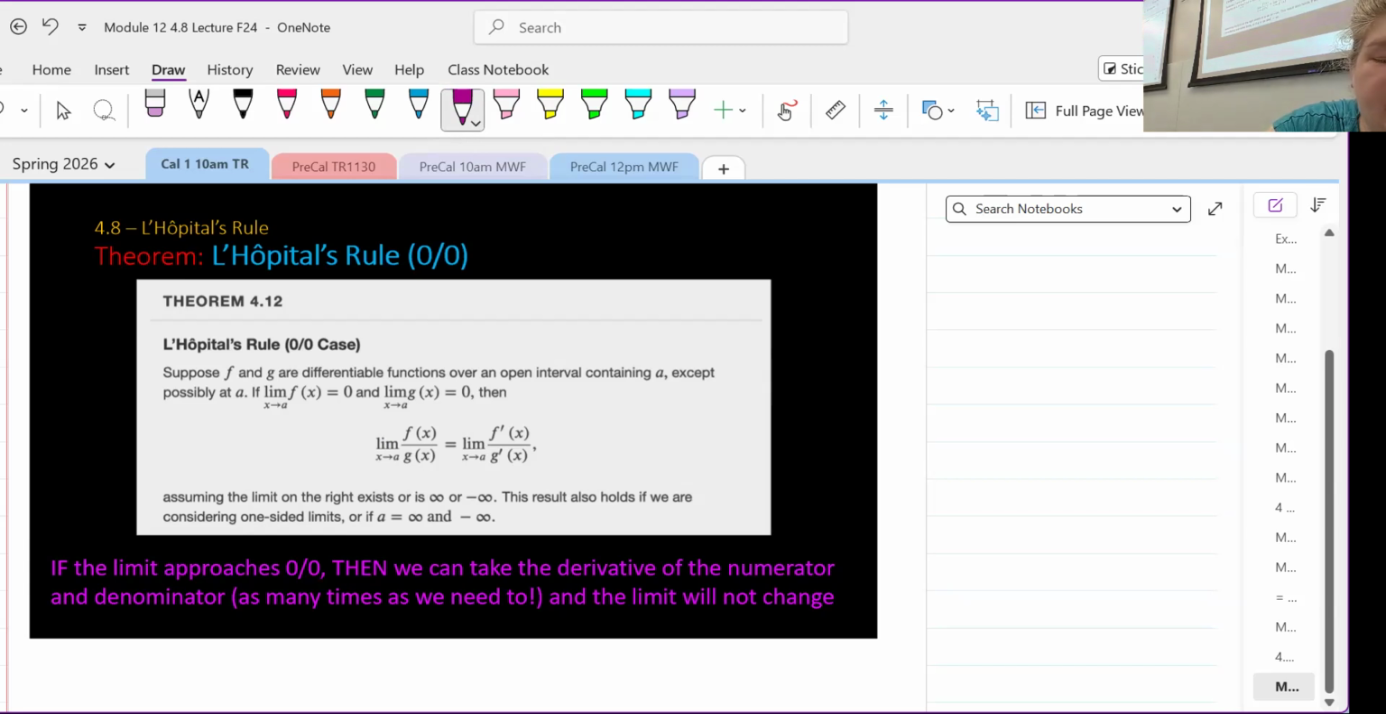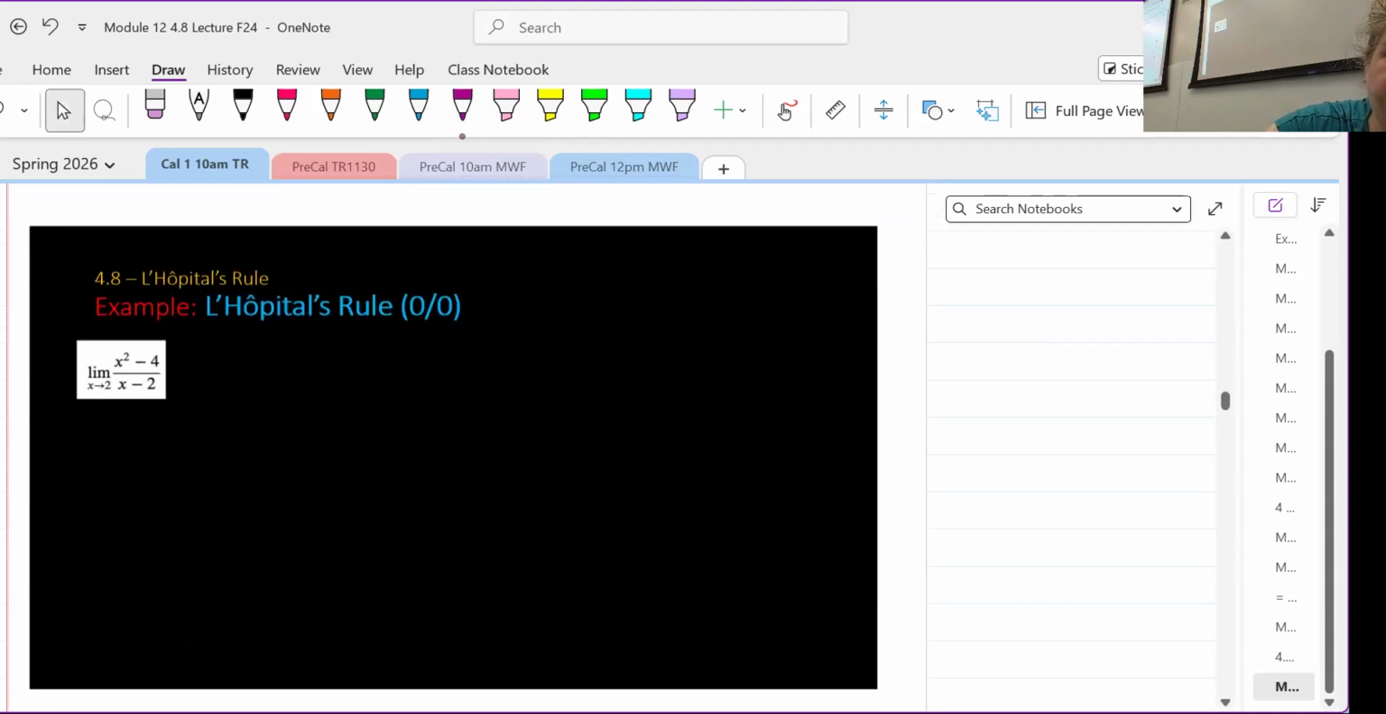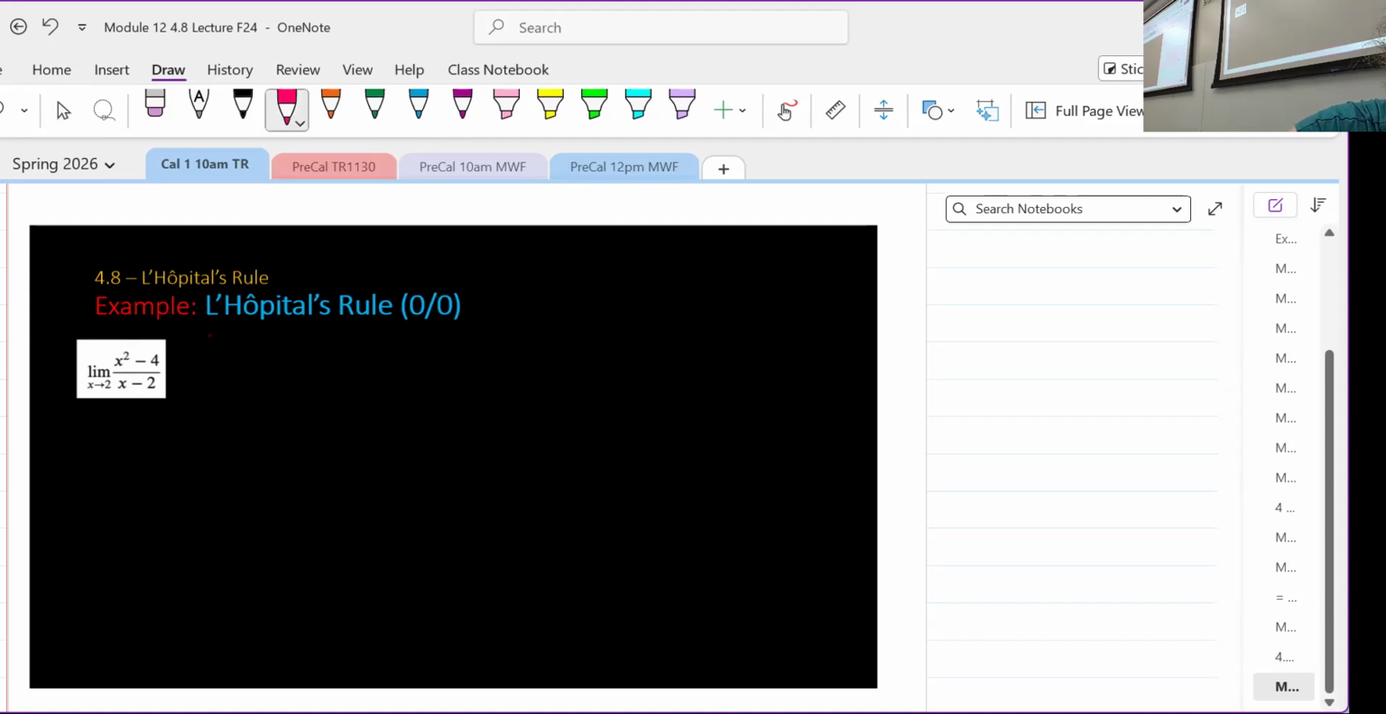So whenever we get 0 over 0, we can use L'Hopital's rule to simplify things, and the limit will be equivalent, like equal. So whatever value we get from L'Hopital's rule is the same value we would get from other methods. So looking at the same function we just did, we know this gives 0 over 0. So now we're going to use L'Hopital's rule.